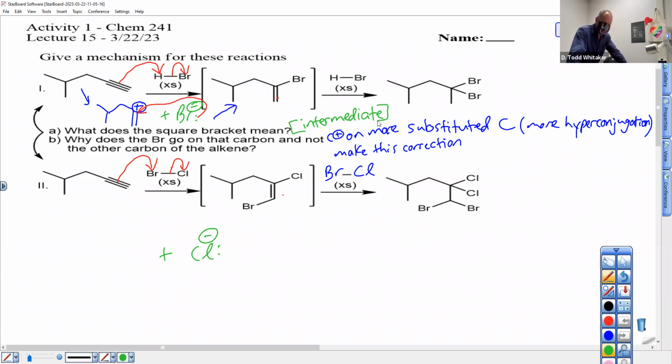Okay. Do the same mechanism again. You're getting double points. Still got a pi. Same arrows. New cation, same spot. This cation forms even faster than the first one, and I'm going to tell you why in a second.